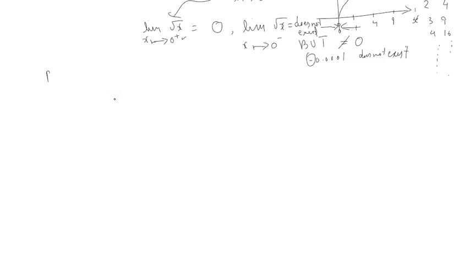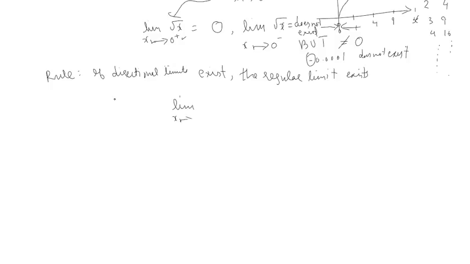The rule suggests that if the directional limits of a particular limit exist, only then does the regular limit exist. And we know what a regular limit is, right? In this particular case the regular limit would be x approaching 0 for square root of x, and we broke that down into two parts. We talked about the right-handed limit for square root of x, and we talked about the left-handed limit, right?